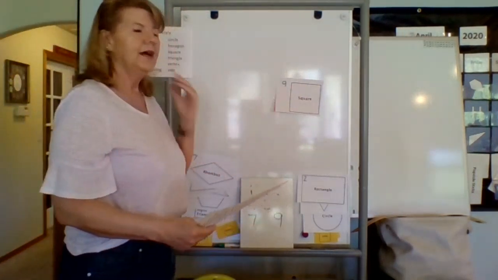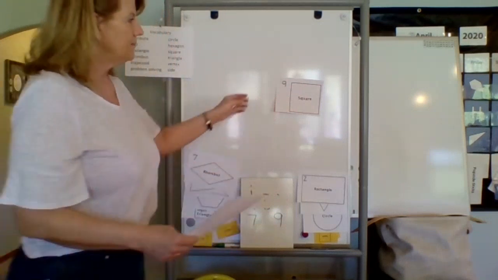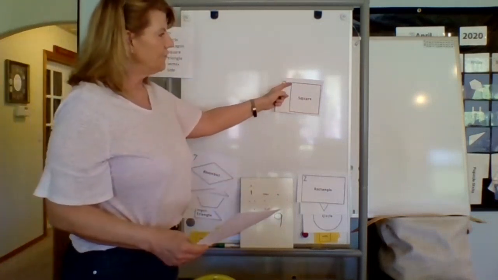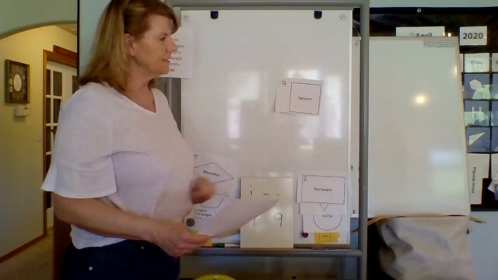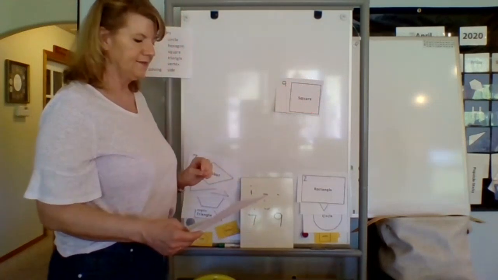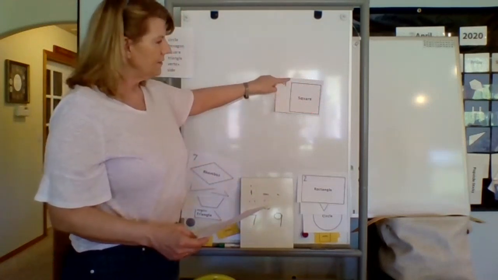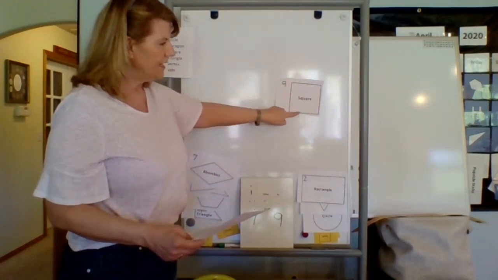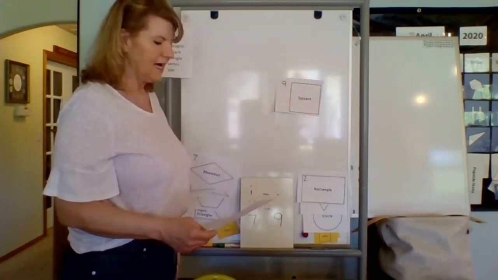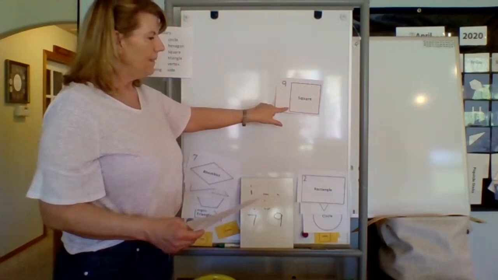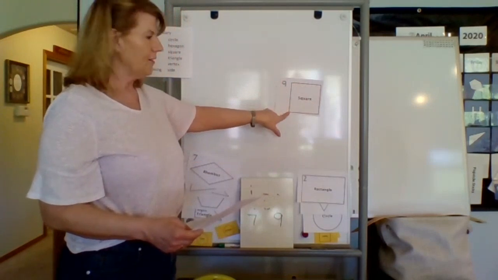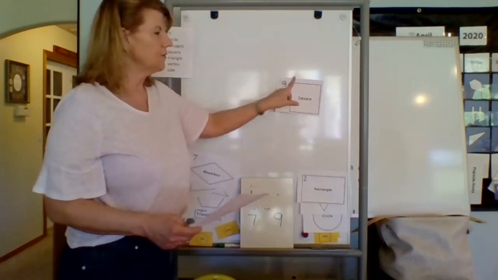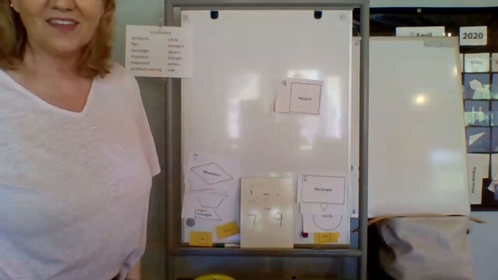Let's review the attributes. My shape has 4 vertices. A square has 4 vertices. All the sides are equal length. A square has equal length sides. And my corners are square. All of the corners on a square are square.